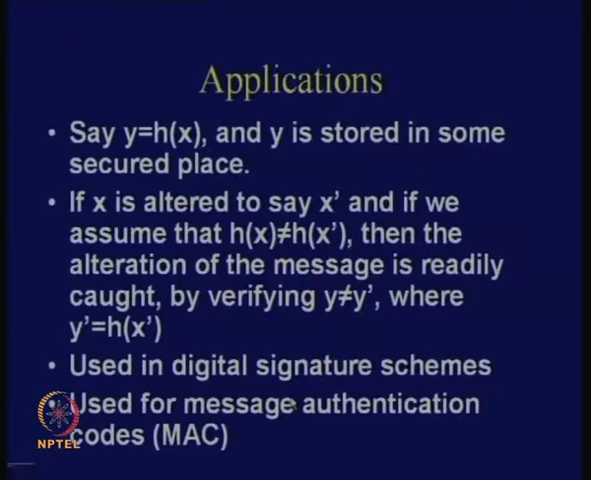Okay. As I told you, the applications are like this. Suppose you want to ensure the integrity of the data x. Then what you do is compute y, which is equal to h(x), and remember that y has to be stored in some secured place. Okay. So how do you check? If x is altered to say x dash, and if we assume that h(x) and h(x dash) are not the same, then the alteration of the message is readily caught by verifying whether y and y dash are the same or not, where y dash is equal to h(x dash). So these types of things are useful in digital signature schemes, message authentication codes and things like that.